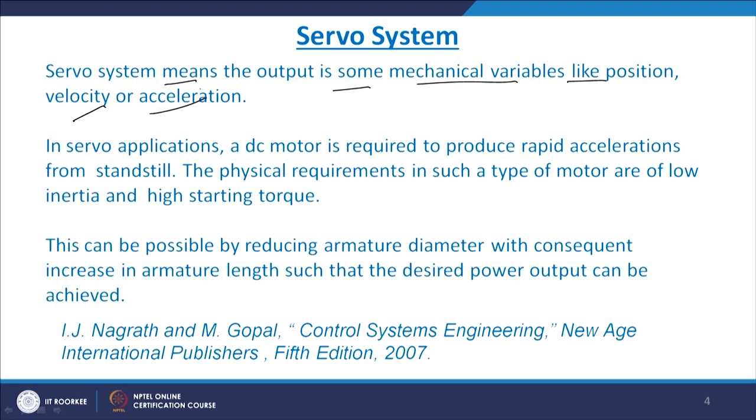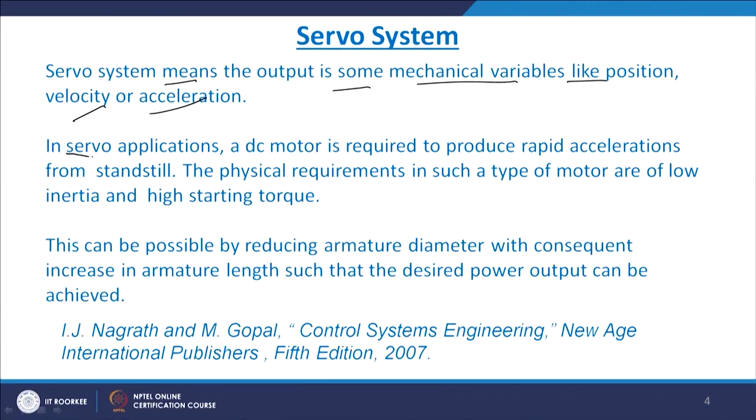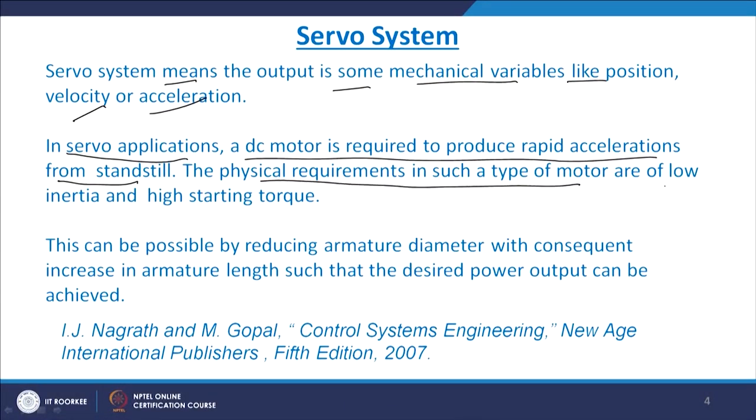Now, what is the requirement of such a motor? What we want is that once we give input, the motor should immediately turn on. That is rapid acceleration from the standstill. So it is written: in servo application, the DC motor is required to produce rapid acceleration from standstill. The physical requirements in such a motor are low inertia and high starting torque.